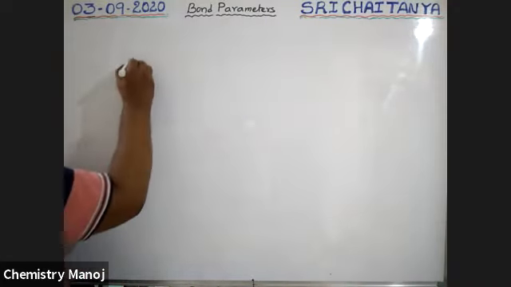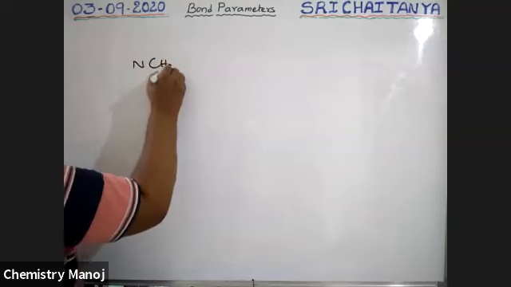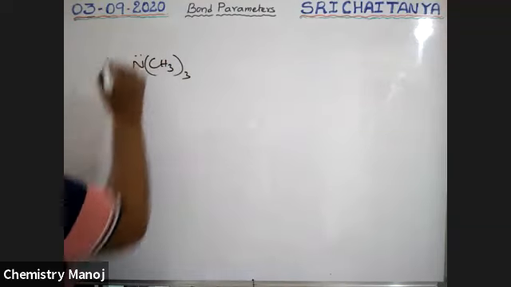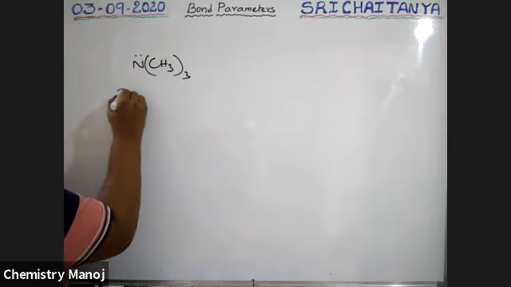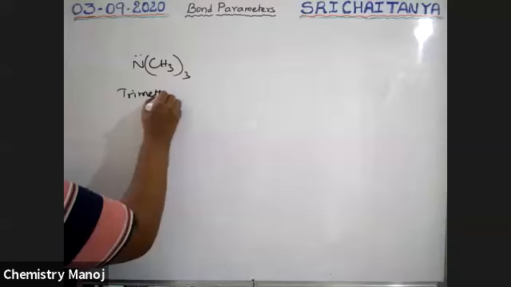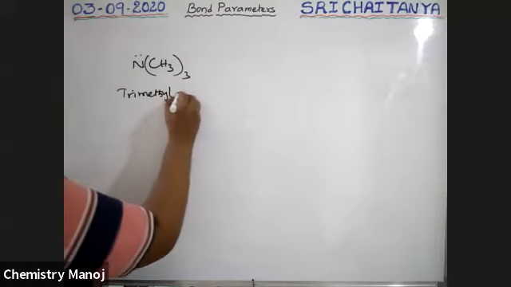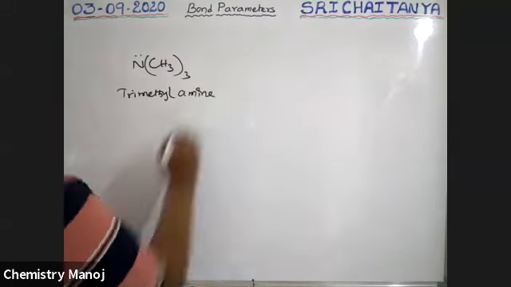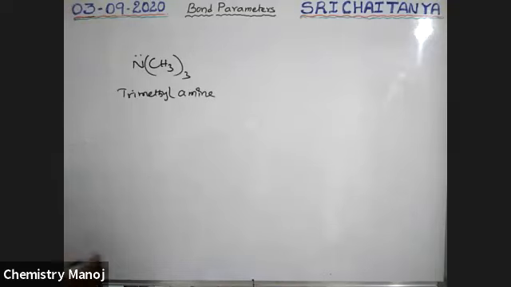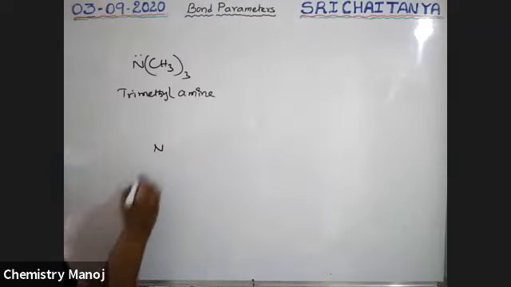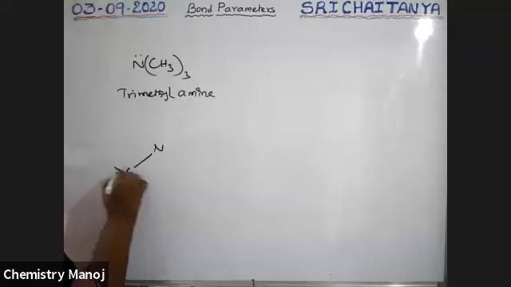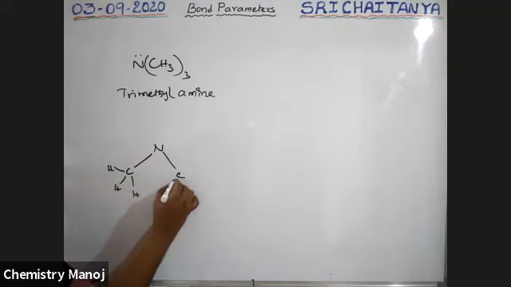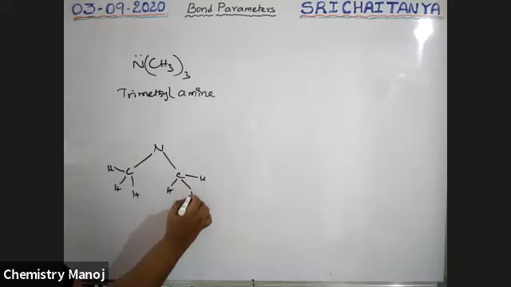Let us take N(CH3)3. Nitrogen has a lone pair, boys. This is trimethylamine. Its structure is like this: nitrogen, and CH3, where carbon is in a tetrahedral condition, CH3.